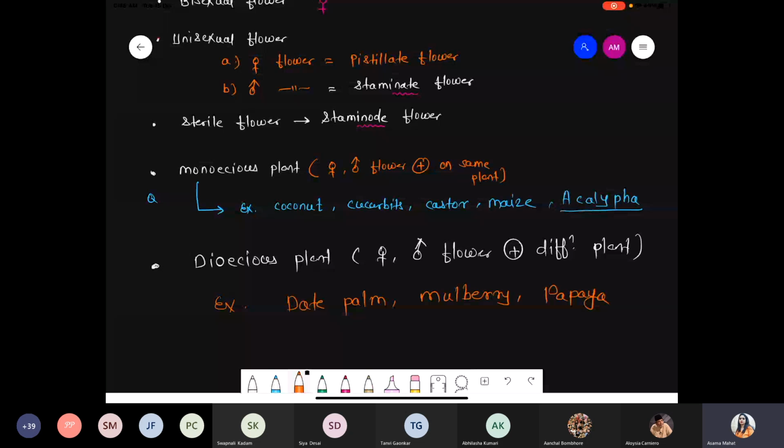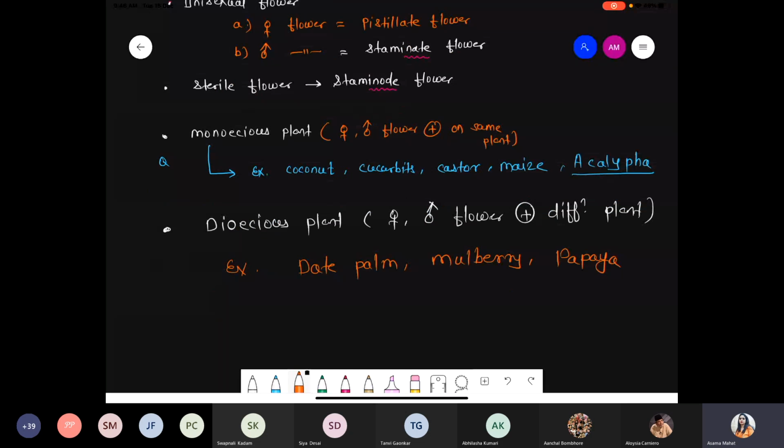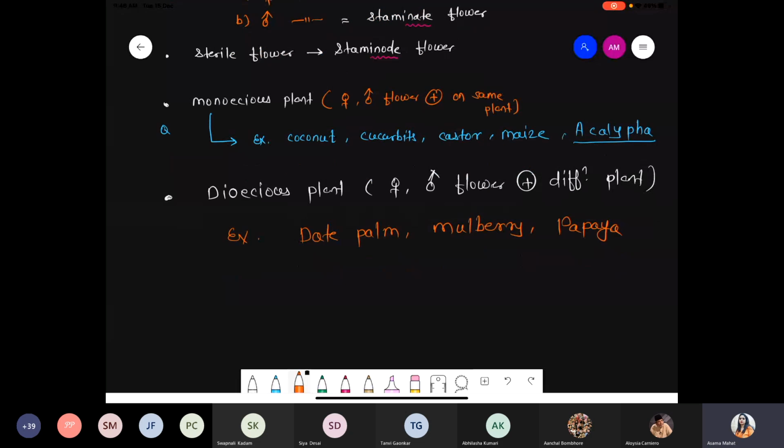polygamous plant. Polygamous plant means what? All types of flowers, like male flower, female flower, sterile flower, bisexual flower, everything is present on the same plant. So poly. The next one we are talking about is polygamous plant.